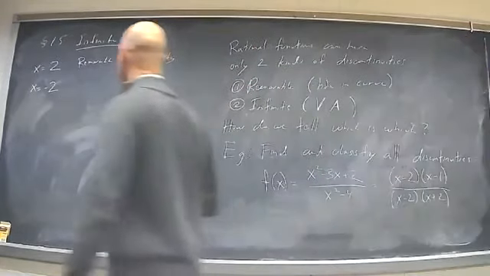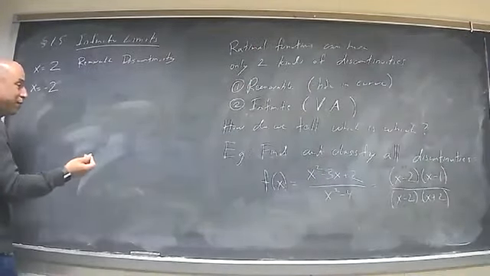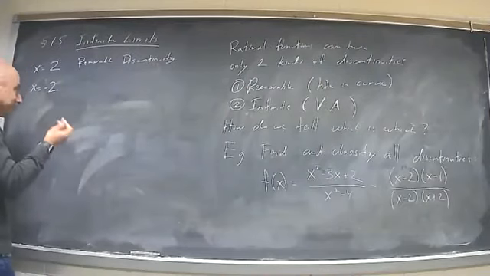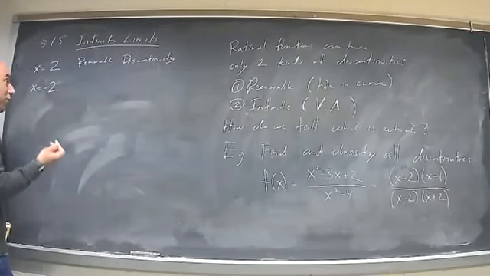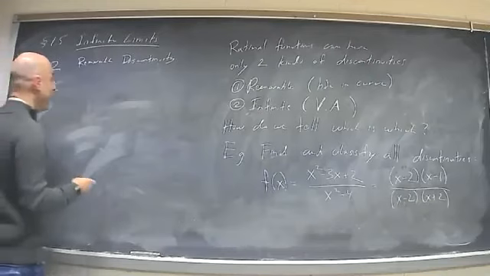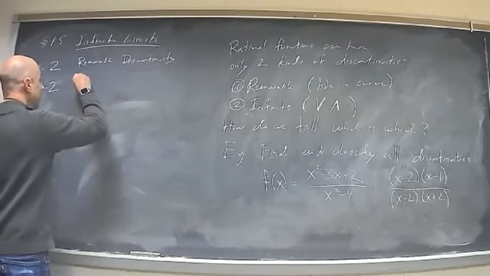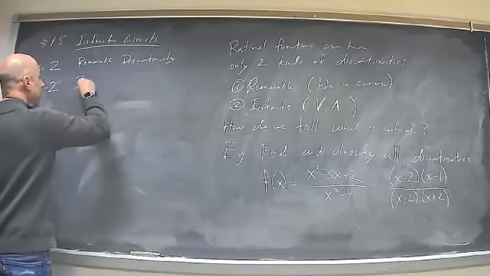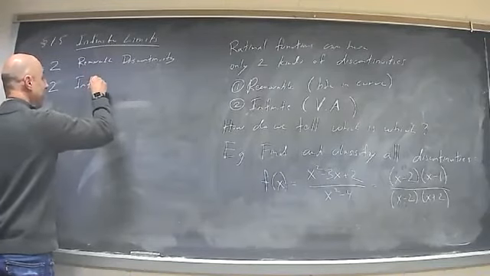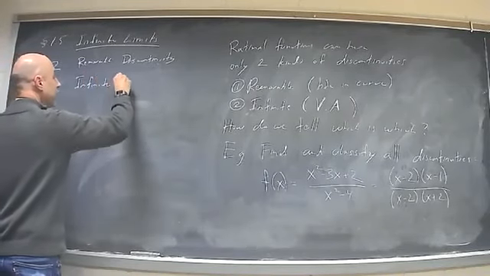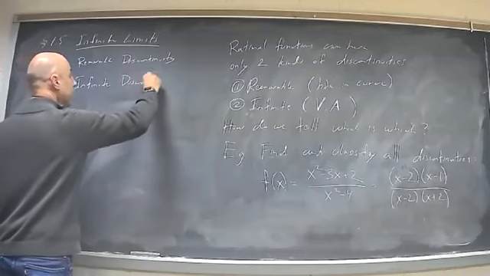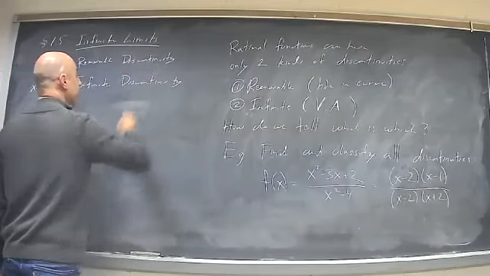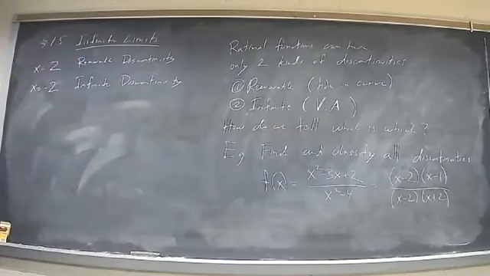That's how you tell. If you can cancel the thing on the bottom with something on the top, it's just a removable discontinuity. You can remove it. If you can't, it's a vertical asymptote, so an infinite discontinuity. And if you want to call an infinite discontinuity a vertical asymptote, that's completely fine with me.